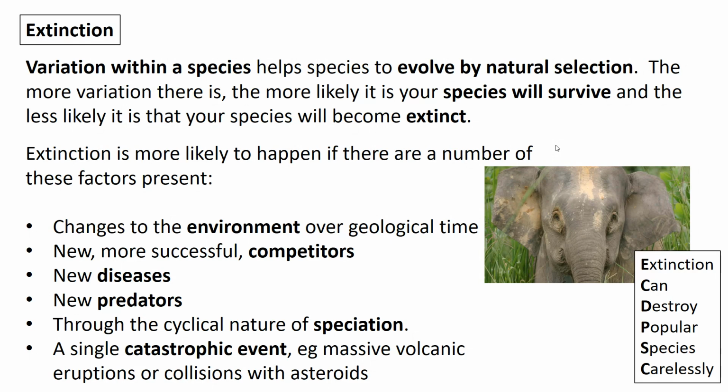To remember those different impacts that these factors can have on extinction, you can think of this as: extinction can destroy popular species carelessly. So the E stands for environment, C for competitors, D for diseases, P for predators, S for speciation, and C for catastrophic event.